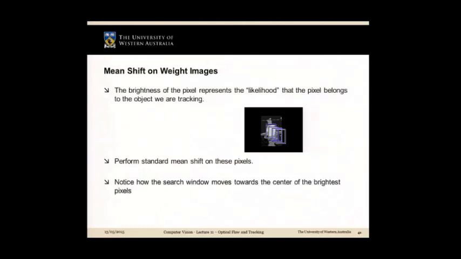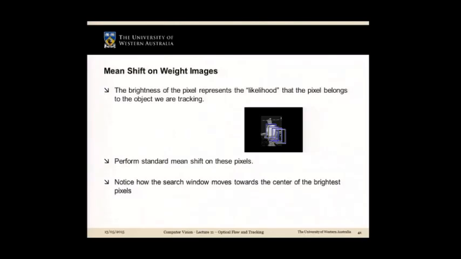Now the brightness of the pixel represents the likelihood that the pixel belongs to the object we are tracking. So if you're using, let's say, color information, or even grayscale information, the color of the object itself will remain the same, right? With the brightness you can think of the skin color as well. That doesn't change for a particular face.